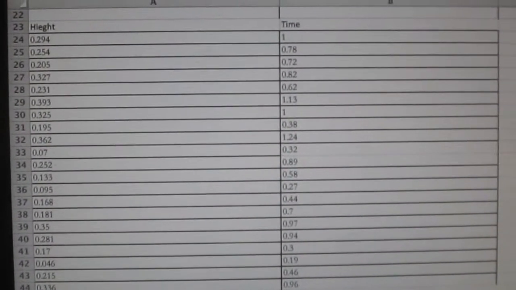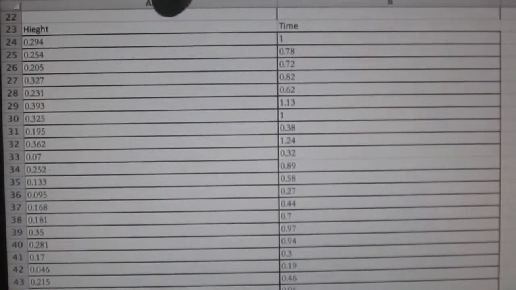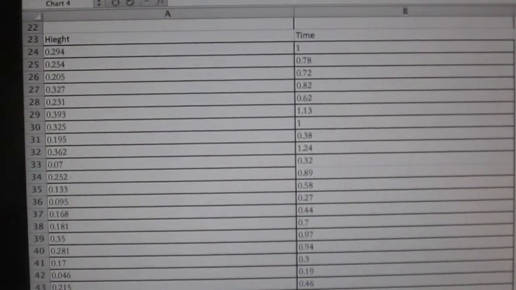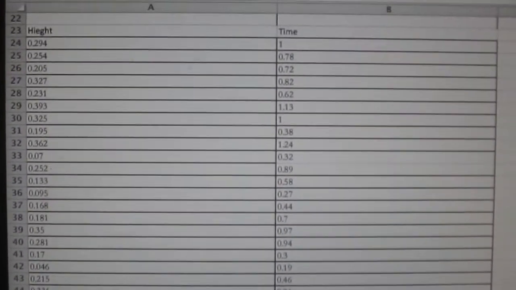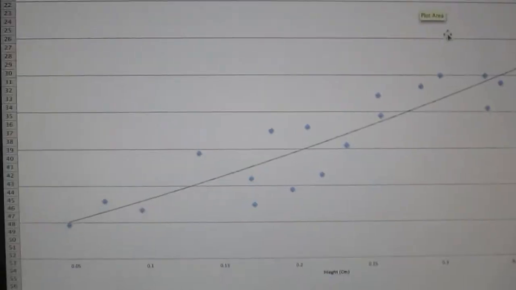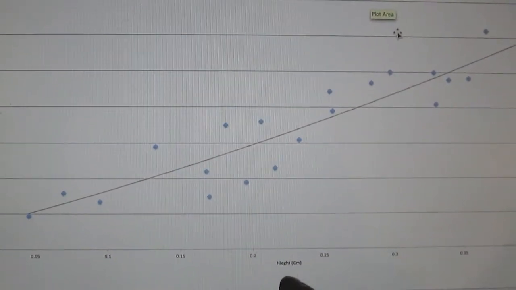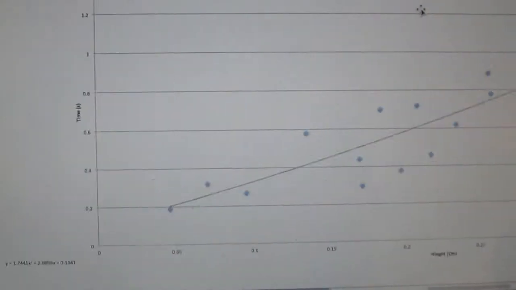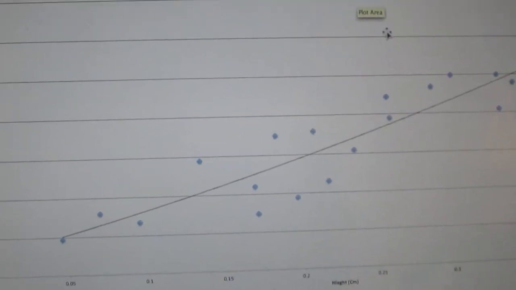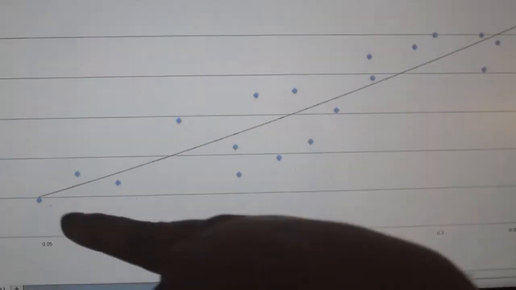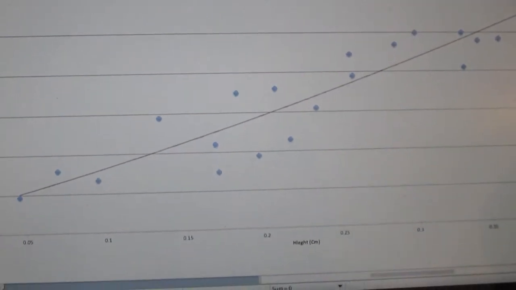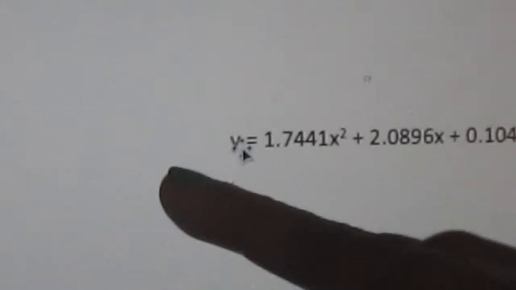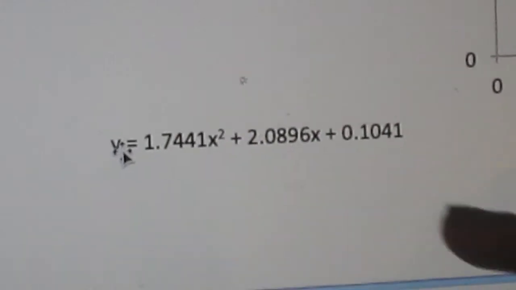And after getting all of our results, we put them in our table. With height on the x-axis and time on the y-axis, we plugged in all these data points and created our graph. And here's our graph with all of its points in a line. We used a polynomial best fit line in order to find our best results. And finally, after that, we created our equation. And this is our equation.